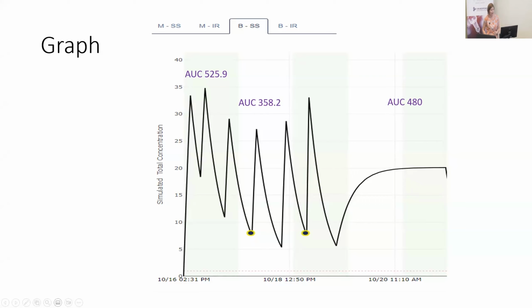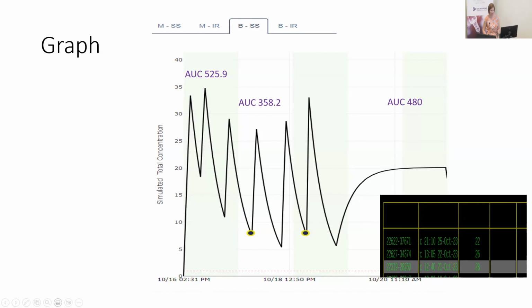concentration of about 20 and an AUC of 480. His concentration is actually a little bit higher than that, but he's done really well on continuous infusion, as people tend to do. He did have slightly higher concentrations than what was predicted.